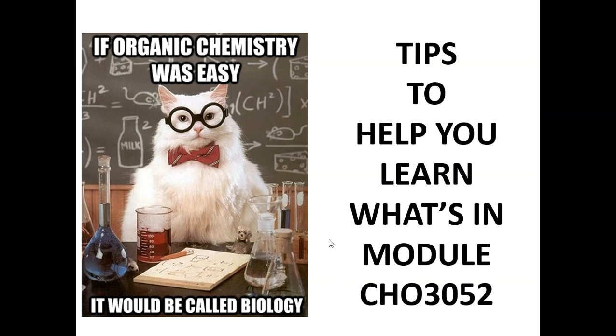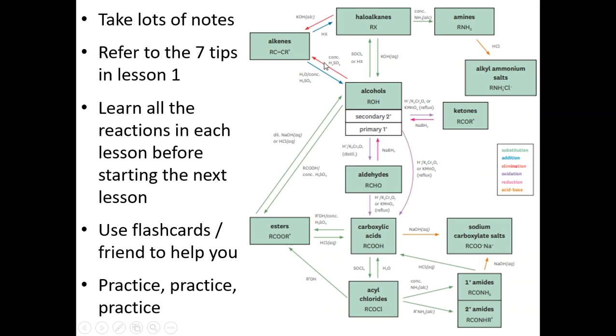This introduction is a little bit different to the CHO3052 module, and it's because a lot of students find organic chemistry difficult. The reason is that there is a lot to learn off by heart. By the end of this module, this table should be totally in your head because you would have learned everything. So it is a lot to learn. So how can you do it?